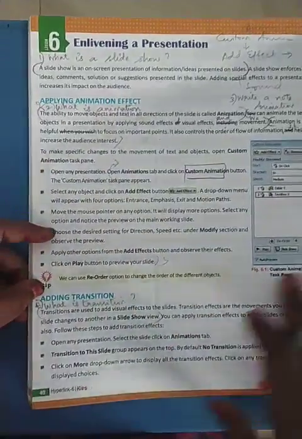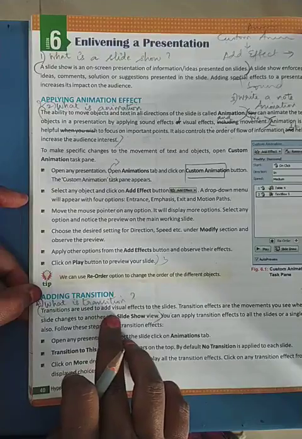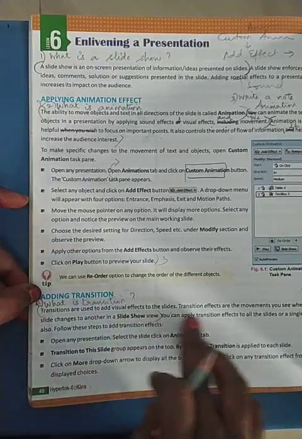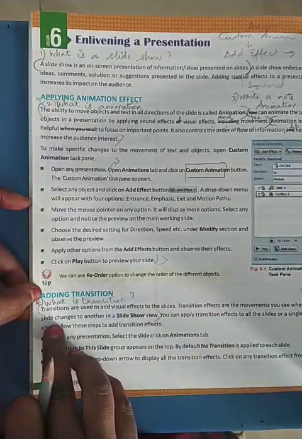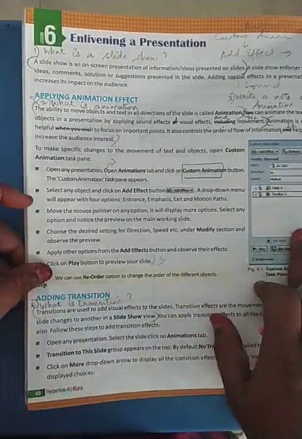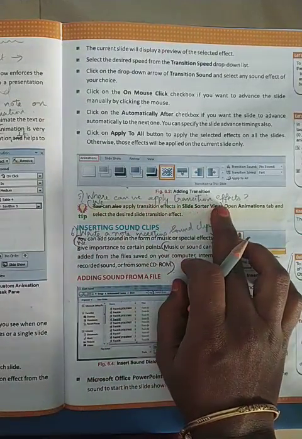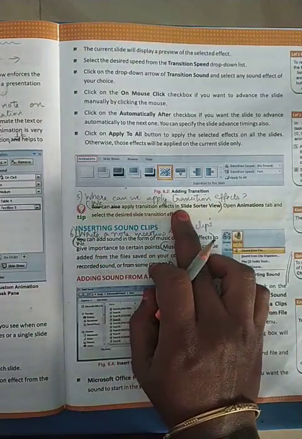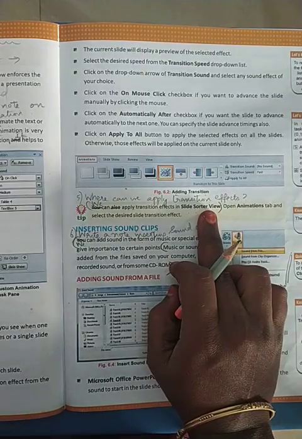Now coming to what is transition. Transition is used to add visual effects. Transition effects are the movements which you see when one slide is changing to another in the slideshow view. Coming to the 5th question: where can we apply the transition effects? The transition effects can be applied in the slide sorter view.